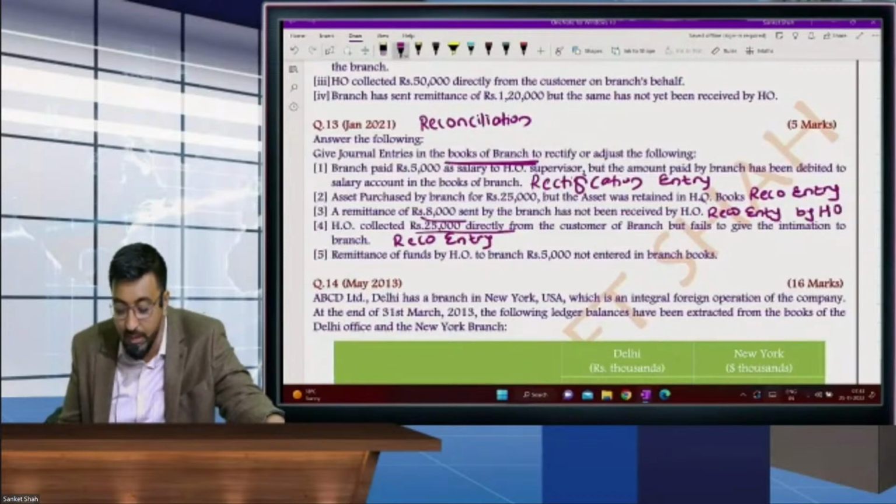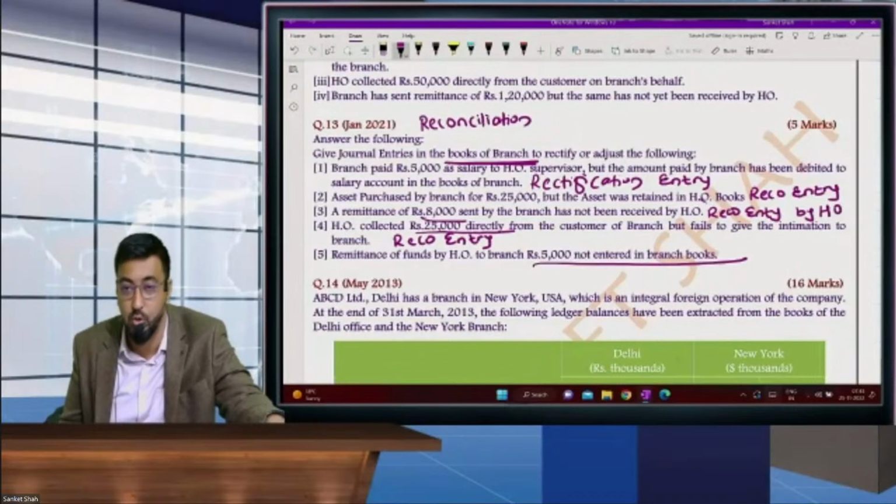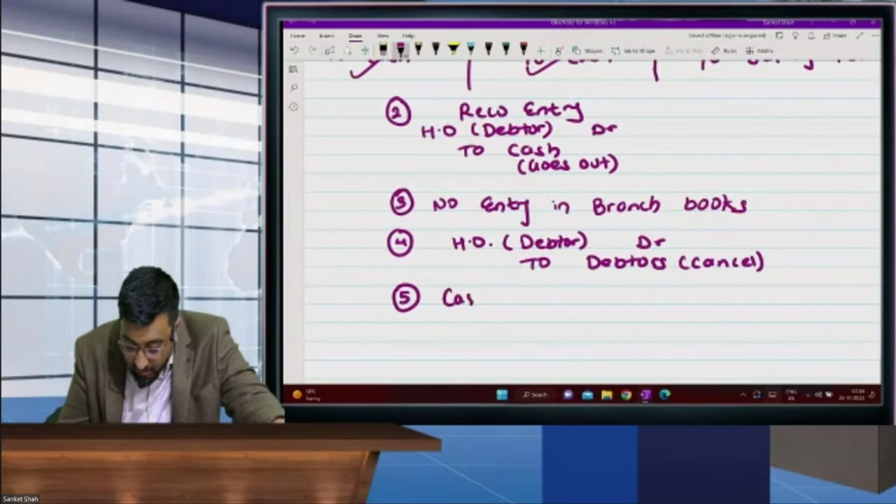Remittance of funds by HO to branch 5,000 not entered in branch books. Oh. So branch के लिए it will be cash in transit.